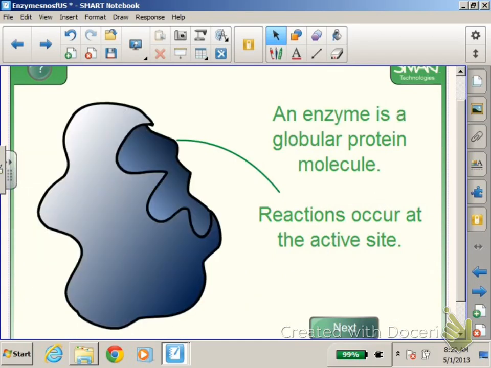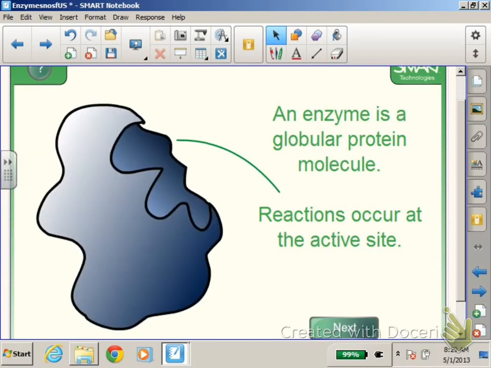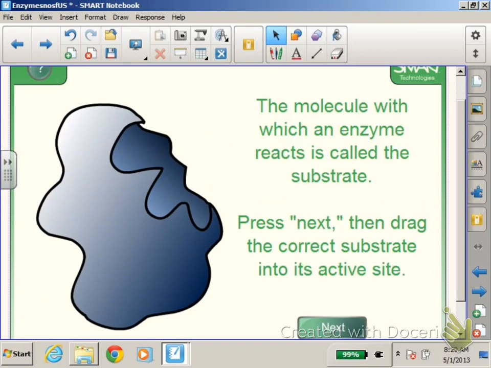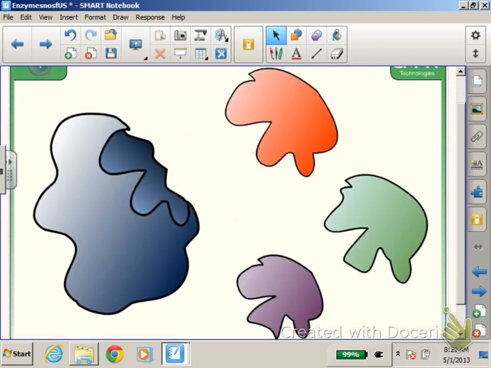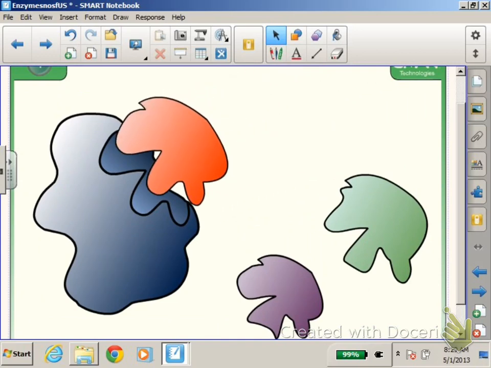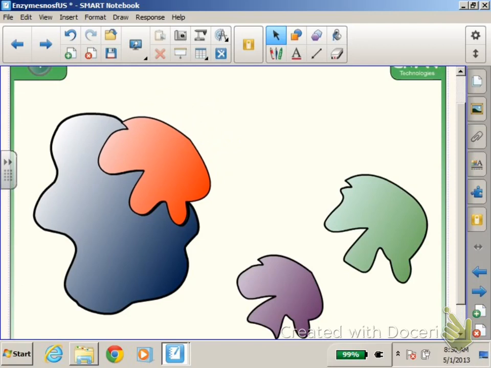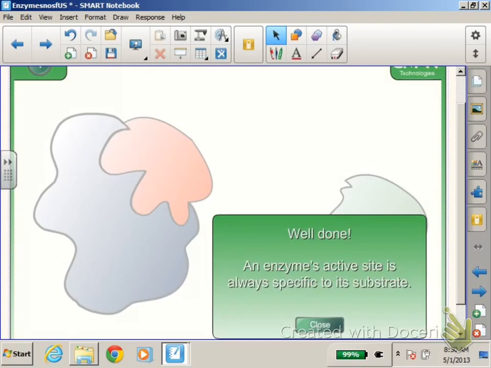Okay, now if we look here, it says click on the enzymes to zoom in. So if you look there, it says an enzyme is a globular protein molecule. Reactions occur at the active site. So this right here would be the active site. Okay, if we watch this, it wants you to join the correct substrate with the enzyme, and as you can tell, it would be this one because it actually fits together like a glove, a puzzle piece, or a lock and a key.